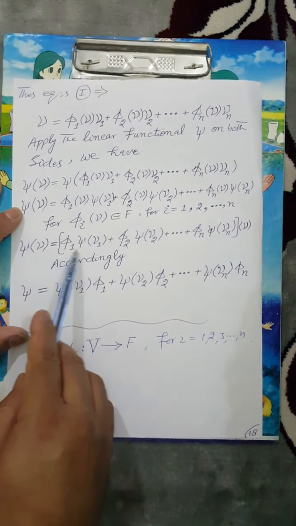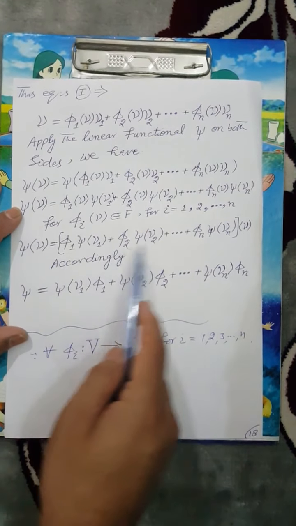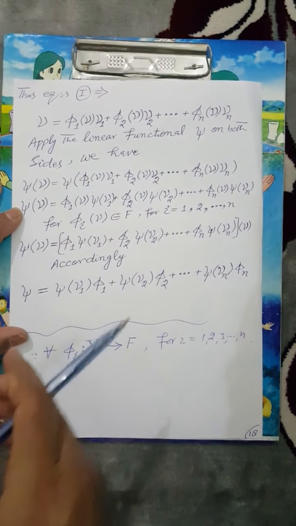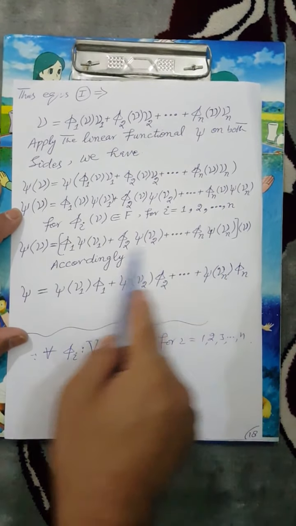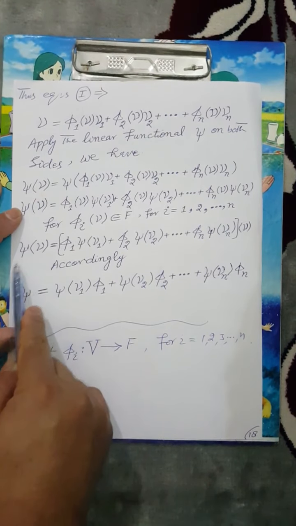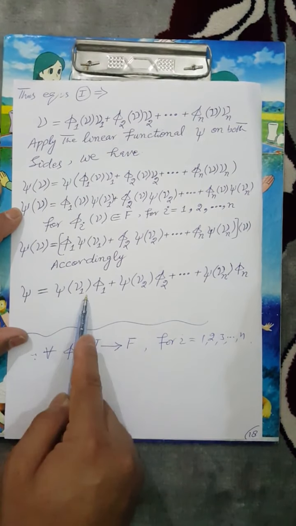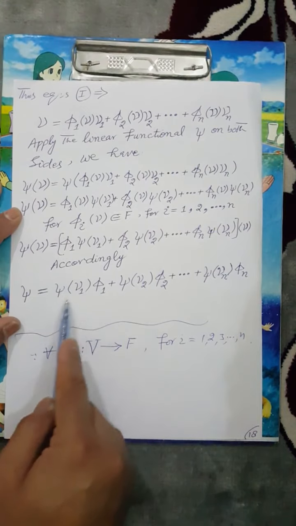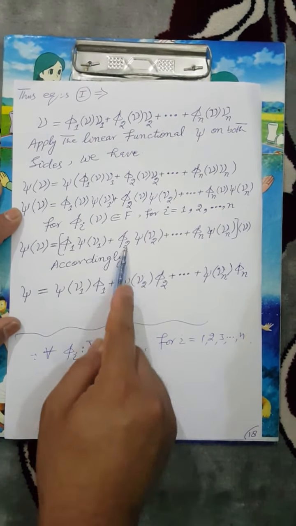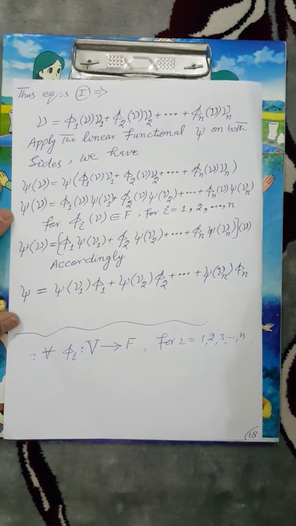are the same. ψ is an element of the dual space, and π1, π2, up to πn are also elements of the dual space of the vector space V over the field F. So the image of v under this linear combination and the image of v under ψ are the same. That is, in this case, the action of ψ and this linear combination are equal. That is, ψ is equal to ψ(v1) π1 + ψ(v2) π2 + up to so on ψ(vn) πn, which is our required result.